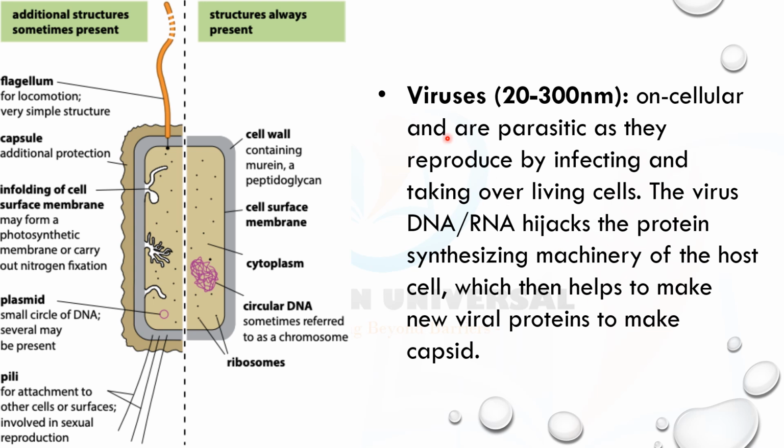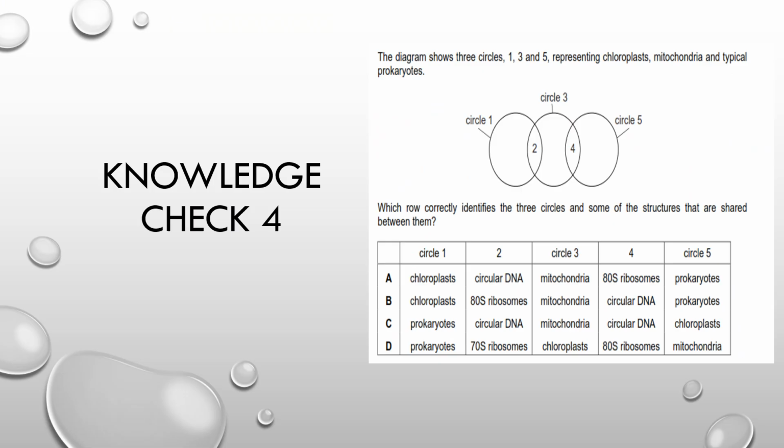So things about viruses: number one, they lack cellular organelles. Number two, they are endoparasites. So they hijack the cellular organelles. And they have a capsid. We're going to see that. Let's go to the next page.